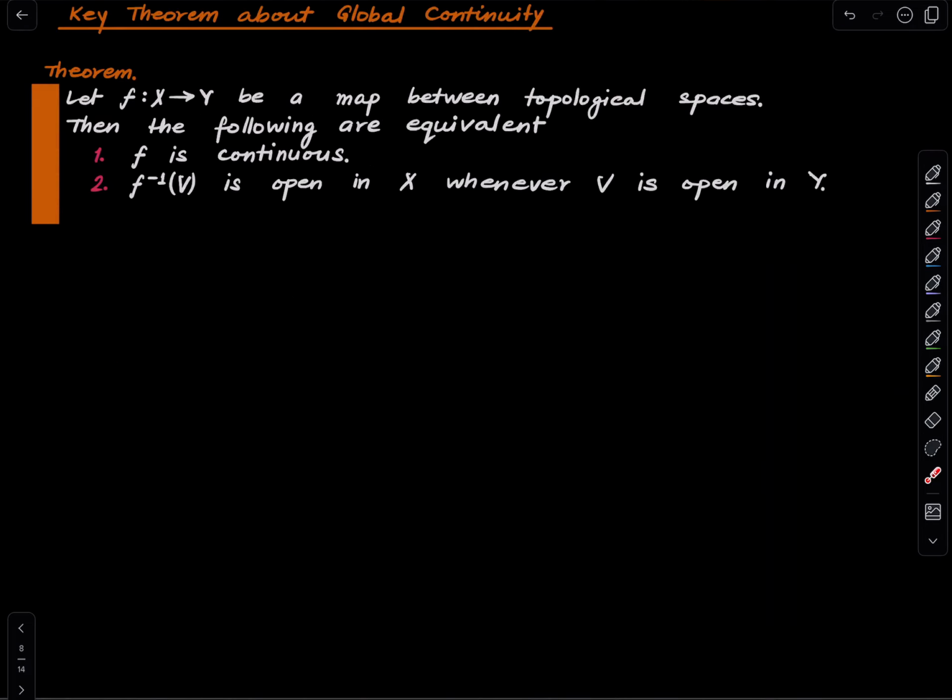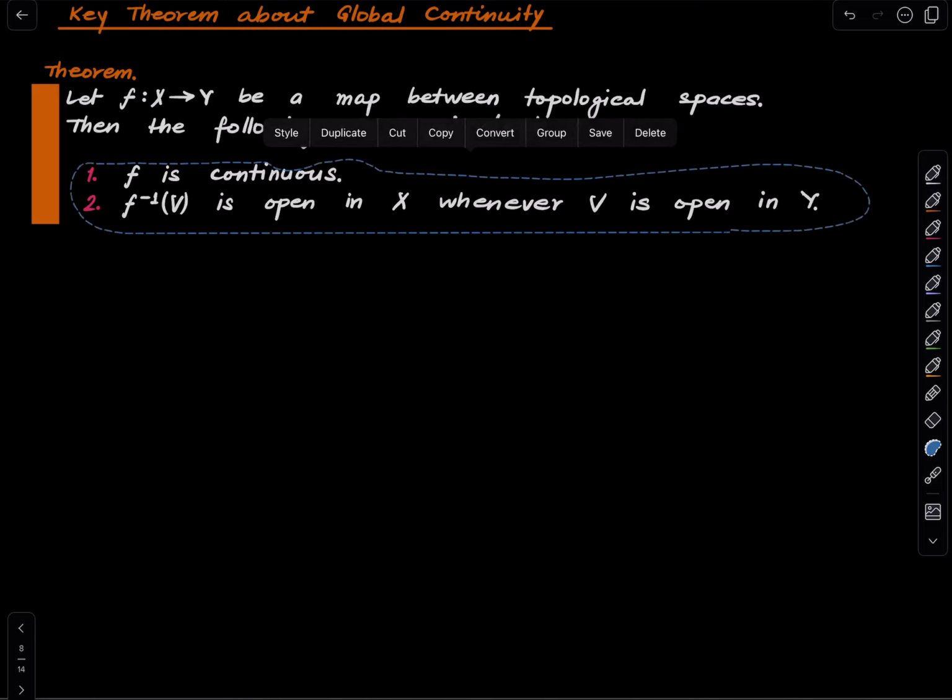So here is a very important theorem. The flavor of global continuity is somewhat different from the local or point-wise continuity. Even though the definition of global continuity insists that the function be continuous at every point, so it is really a point-wise definition, somehow global continuity takes a different flavor, at least in my mind. So what is this statement that I'm advertising?